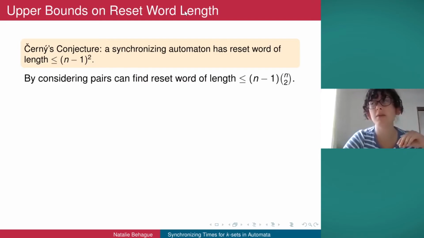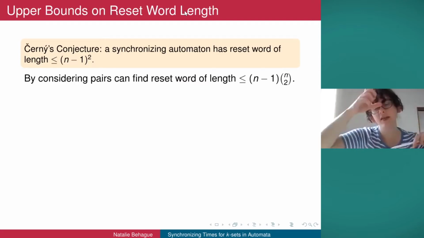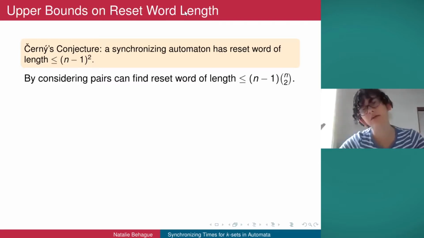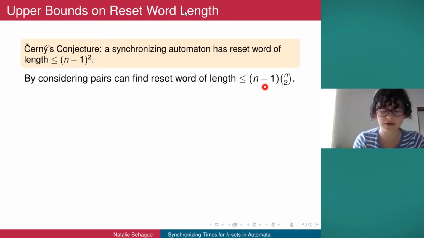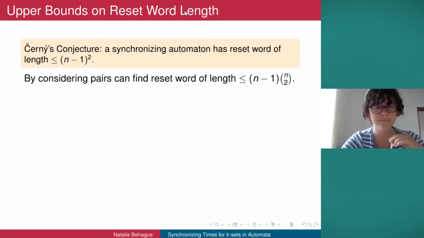So applying that argument repeatedly, you start with n states, you pick a pair, you find some word of length n choose 2 that sends that pair to a singleton. You look at the image of what you have so far, you pick a pair within the image, find a word of length n choose 2 that sends that pair to a singleton, and so on. And we get this bound of n minus 1 times n choose 2 just by repeatedly picking pairs in the image.